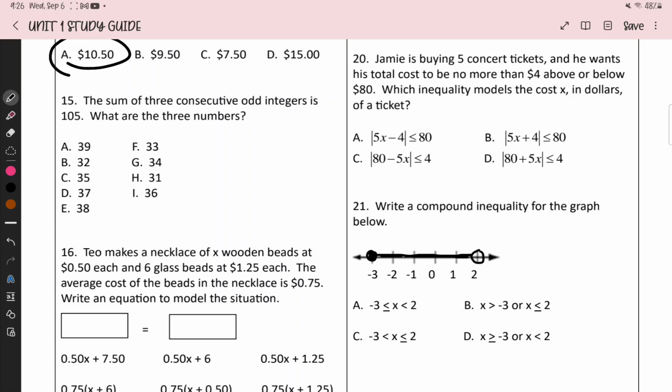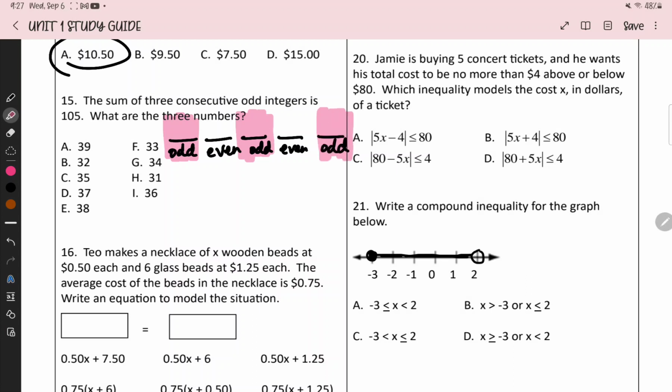All right, number 15. The sum of 3 consecutive odd integers is 105. What are the 3 numbers? If there are 3 consecutive odd integers, I want you to visualize what that actually looks like. So the first number will be odd, I don't know it. The next one is actually even when I'm just counting, and then I've got odd, even, and odd.